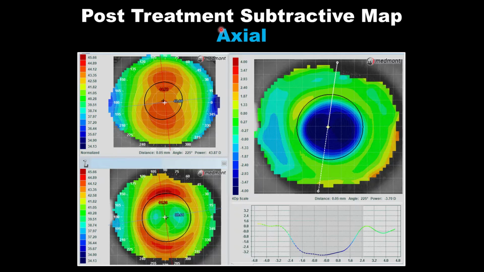Now here we have the axial subtractive map comparing pre versus post and giving us the difference. And we see a blue treatment zone well centered to the pupil in our axial subtraction. We can click our cursor right in the center and we have a 3.7 diopter Rx change. So we don't have to do a refraction because the axial map will tell you how much you've changed the apical corneal power along the visual axis.